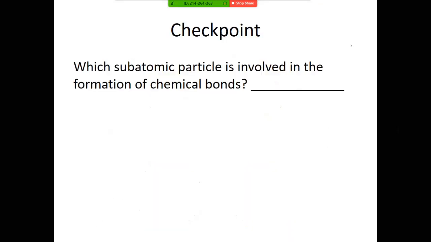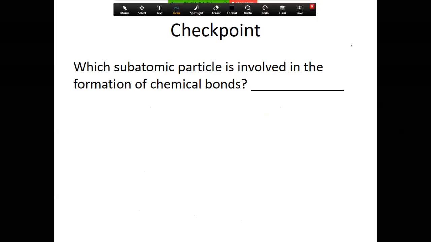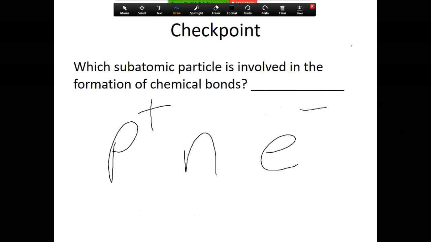So here's a checkpoint question for you to make sure how you're doing with the lecture. Which subatomic particle is involved in the formation of chemical bonds? So subatomic particles, there are three choices. Your choices are the proton, the neutron, or the electron. And I'm not going to tell you the answer.